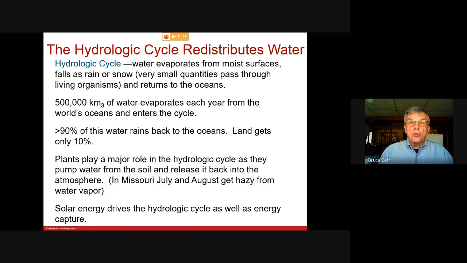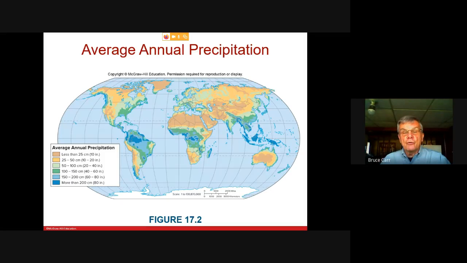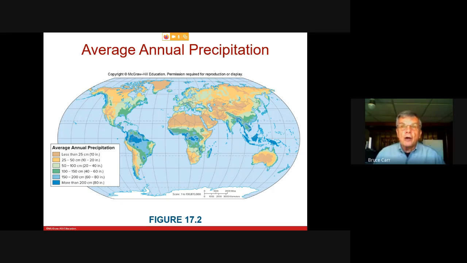As always, we know that solar energy drives most of the important reactions that are relevant to life, as well as energy capture, photosynthesis. Solar energy drives the hydrological cycle. These figures show the distribution of water.